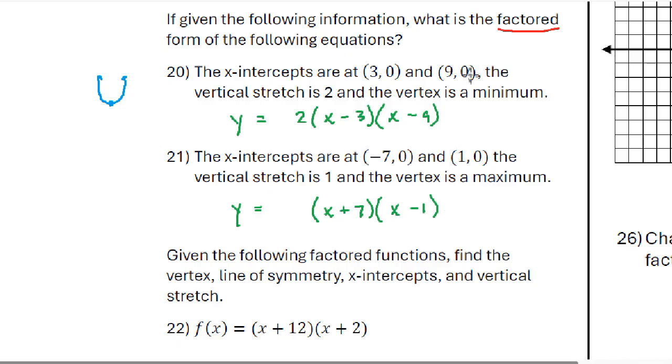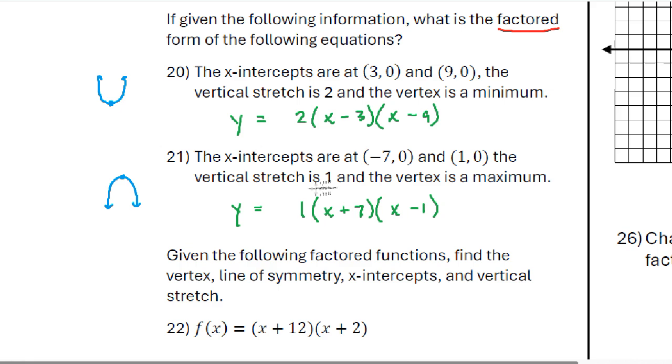So now we're going to go ahead and look at our stretch. Our stretch is actually 1. The question is, is it positive or negative? It says our vertex is a maximum. That means our parabola opens down, because that makes the vertex the very top of our parabola.